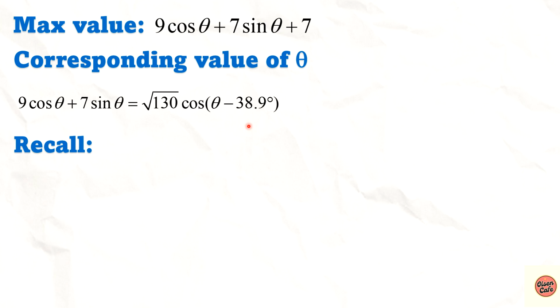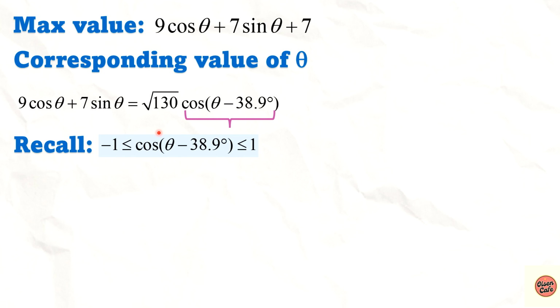Recall that for the cosine function, the smallest value that it can be is -1, and the cosine function can never be more than 1. So I am going to make use of this to find the maximum value of 9 cosine theta plus 7 sine theta. I know that the maximum value of cosine (theta minus 38.9 degrees) is 1. Therefore, the maximum of 9 cosine theta plus 7 sine theta has to be square root of 130.